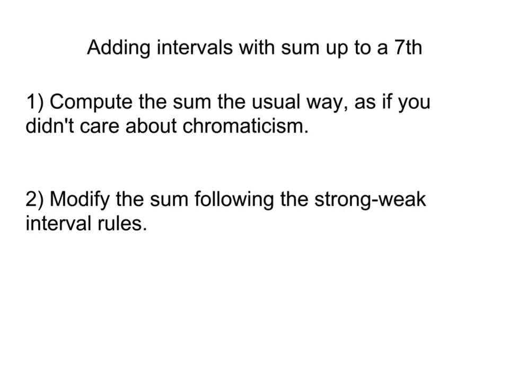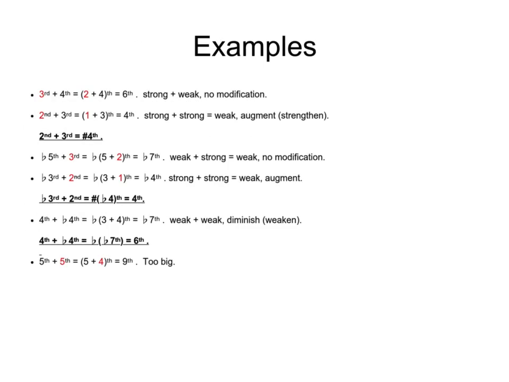Okay, now, how do we add intervals that sum up to a seventh using our non-chromatic system of adding? First, compute the sum the usual way, as if you didn't care about chromaticism. Then modify the sum following the strong weak interval rules. Okay, now, here are a couple examples.